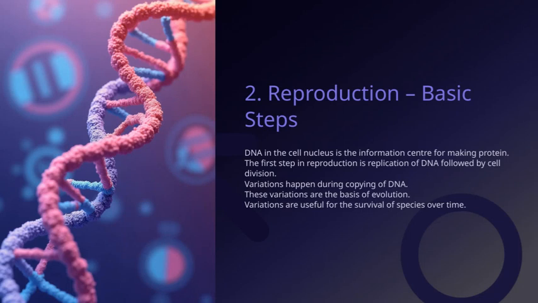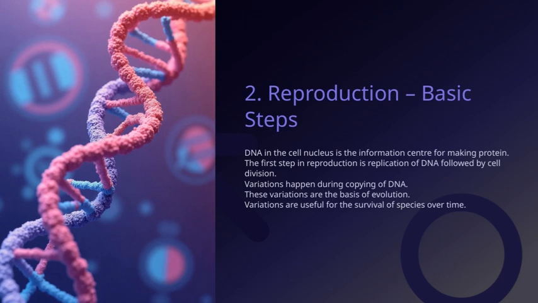DNA in the cell nucleus serves as the information center for making proteins. It contains all the instructions our cells need to function properly. The first step in reproduction is copying this DNA, a process called replication, which prepares the cell for division. After DNA replication, the cell divides to produce new cells. It's important to remember that variations can occur during the copying process.